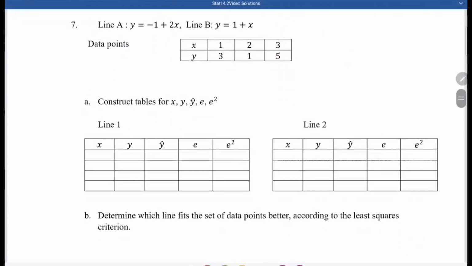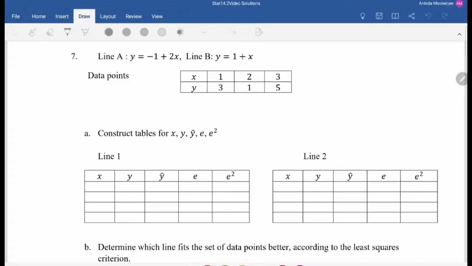So here part A says construct tables for x, y, y hat, e and e squared. So we are given these tables. One will be used for line 1, the other one will be used for line 2, and once we walk through these tables, we should be able to come up with the line of best fit by looking at the sum of the e squared. All right.